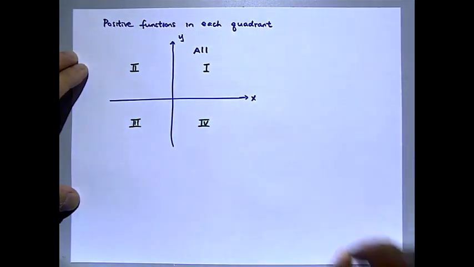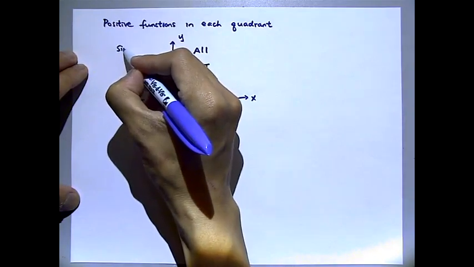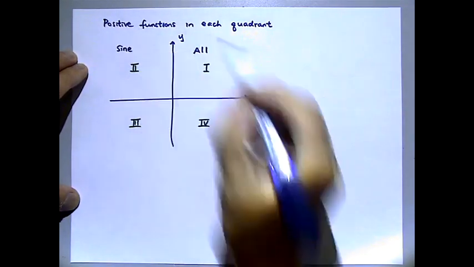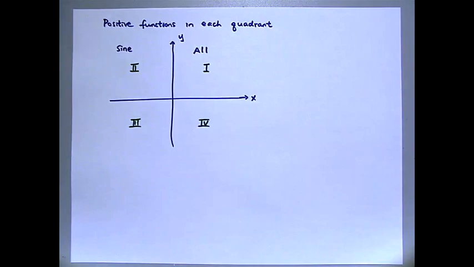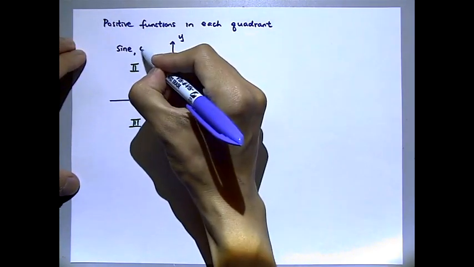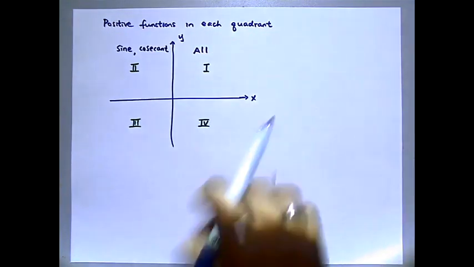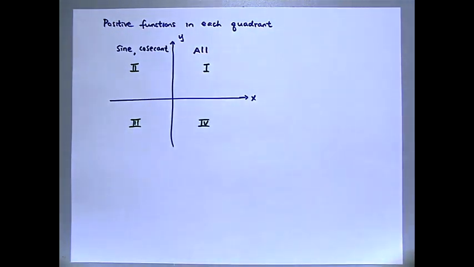Quadrant 2, what's positive? Sine, good. And the reciprocal of sine, right? So sine and cosecant, right? But again, if you know sine, just knowing that cosecant is the reciprocal of sine, you automatically know that's going to be positive.